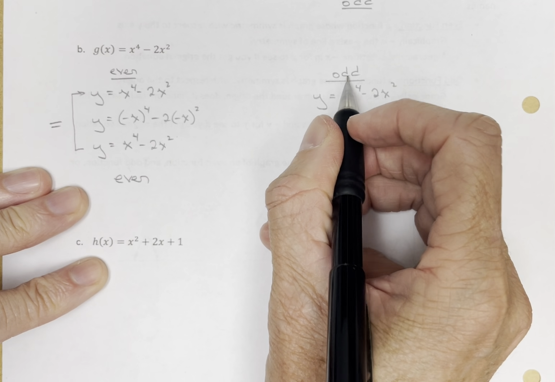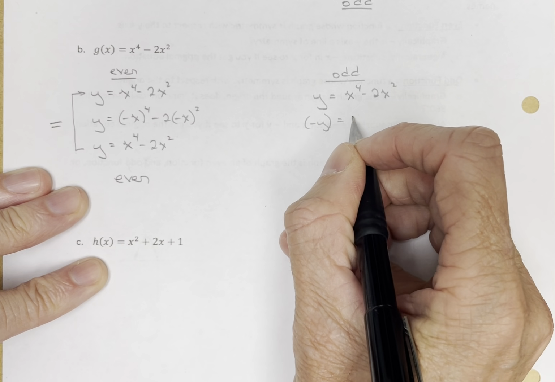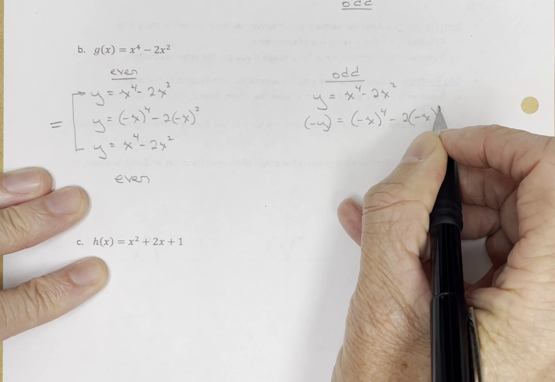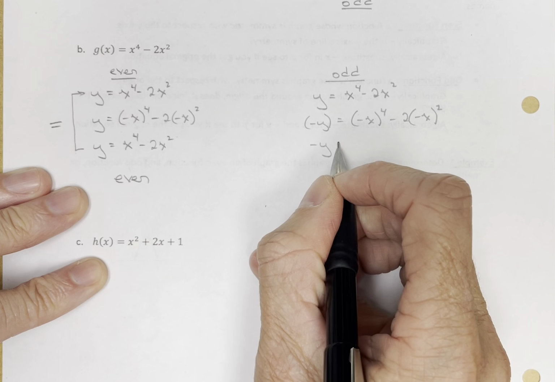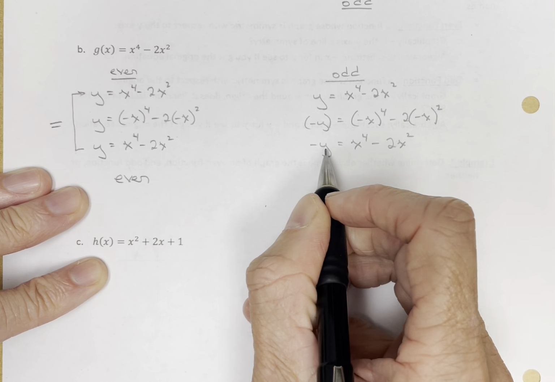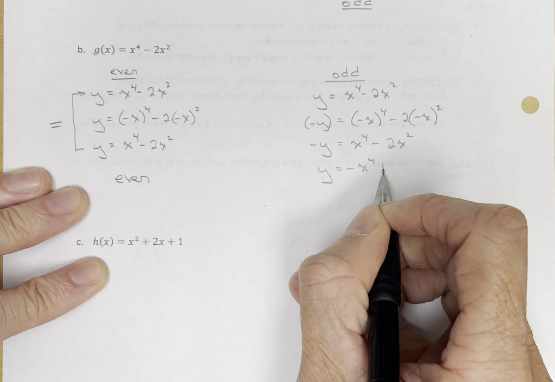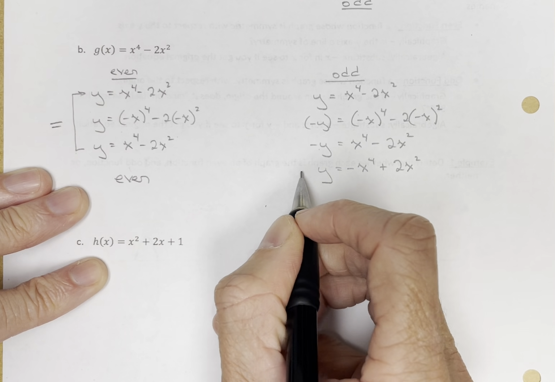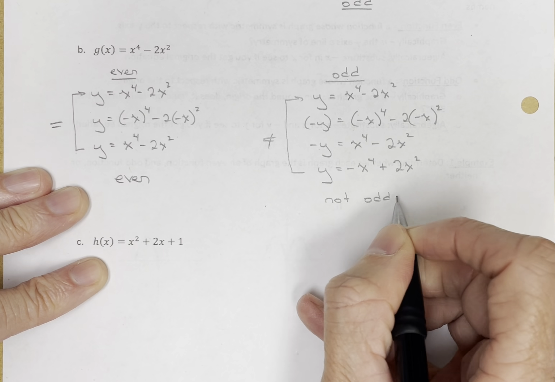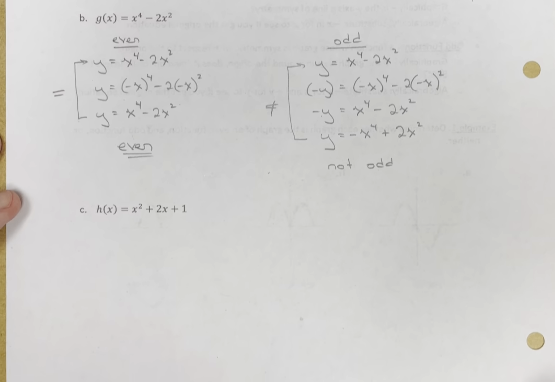To test for odd, whether it's symmetrical about the origin, we replace both y with negative y and x with negative x, and then we do our math. Okay, well, this is negative y on the left. This is positive x to the fourth minus 2x squared. Multiply both sides by negative 1, and I have y equals negative x to the fourth plus 2x squared. Well, these two are not the same, so it is not odd. This function is even. And again, you can test that with your graphing calculator. I will let you do that.